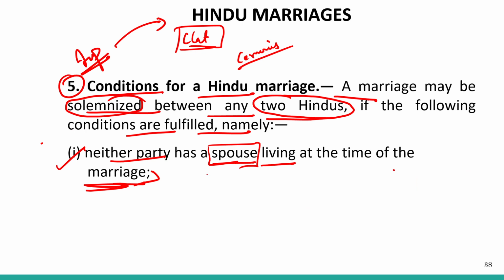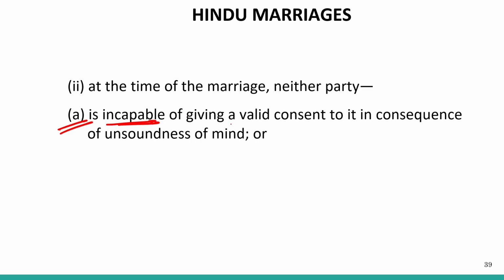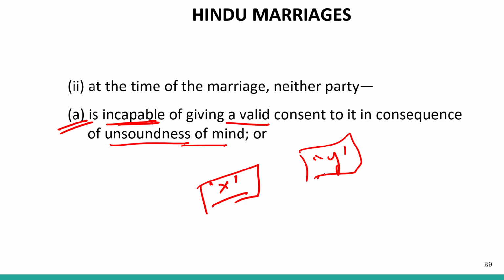In the previous example, when we were talking about incapable of giving a valid consent and the consequences of unsoundness of mind, we talked about Mr. X who knew this fact. But the problem is sometimes the other person, Y, their family, their relatives never disclose that Y is unsound. And then the marriage takes place.